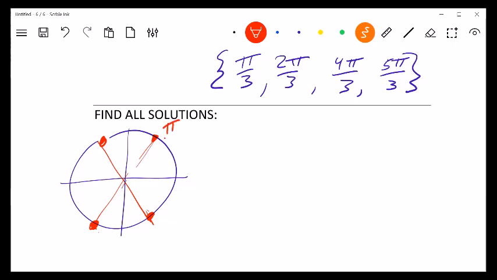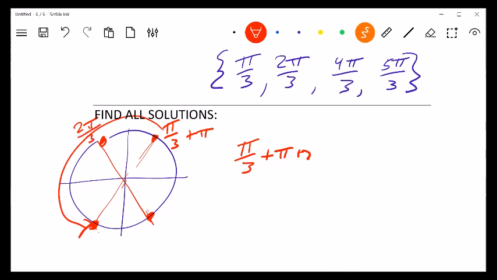This one's pi over 3. All I have to do is add pi to that to get around to this one. So instead of doing 2 pi, I would do pi over 3 plus pi n. And this one is 2 pi over 3. So again, that one I would only add pi to get over here to 5 pi over 3. And this one was 4 pi over 3, we'll put them in there. So I'd be adding pi to it. So I would have 2 pi over 3 plus pi n.